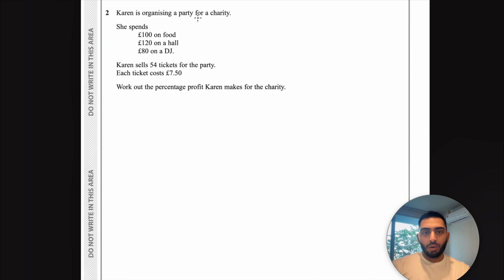Question 2. Karen is organising a party for a charity. She spends £100 on food, £120 on a hall and £80 on a DJ. Let's just figure out how much she's spending in total there. 120 plus 80, 200 plus 100 would be 300. So total costs is equal to 300.